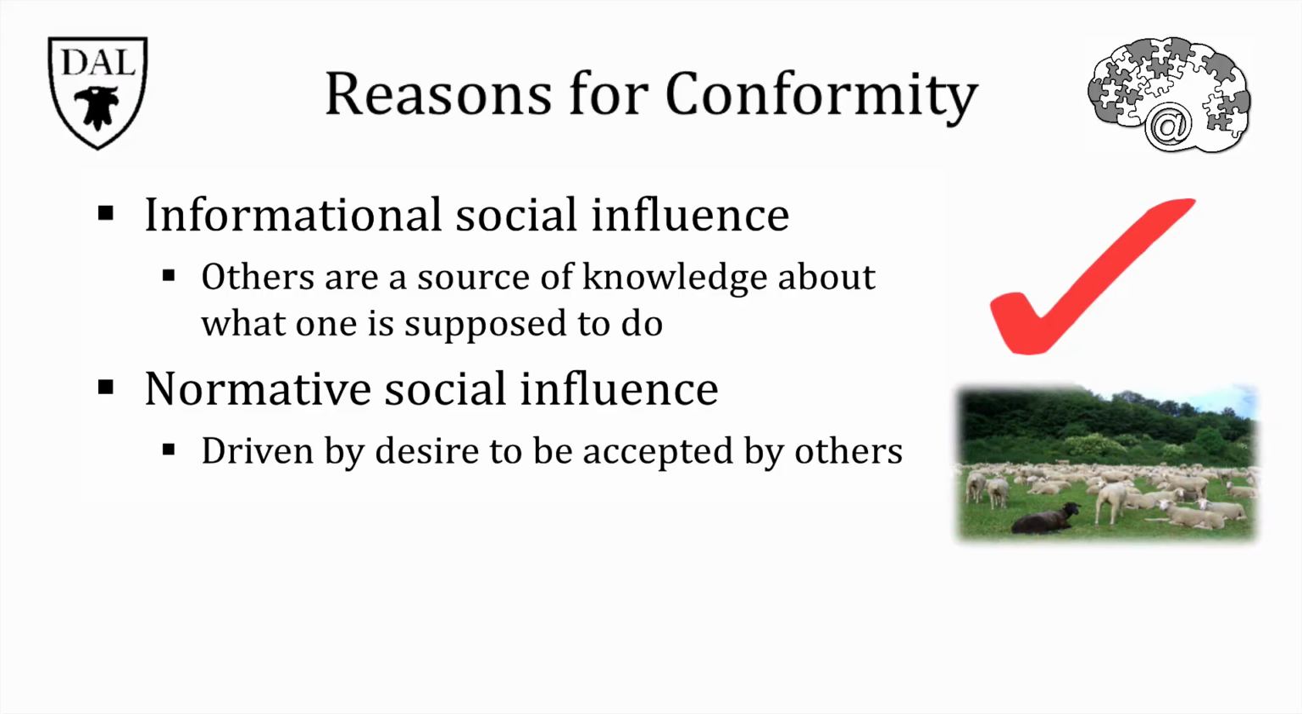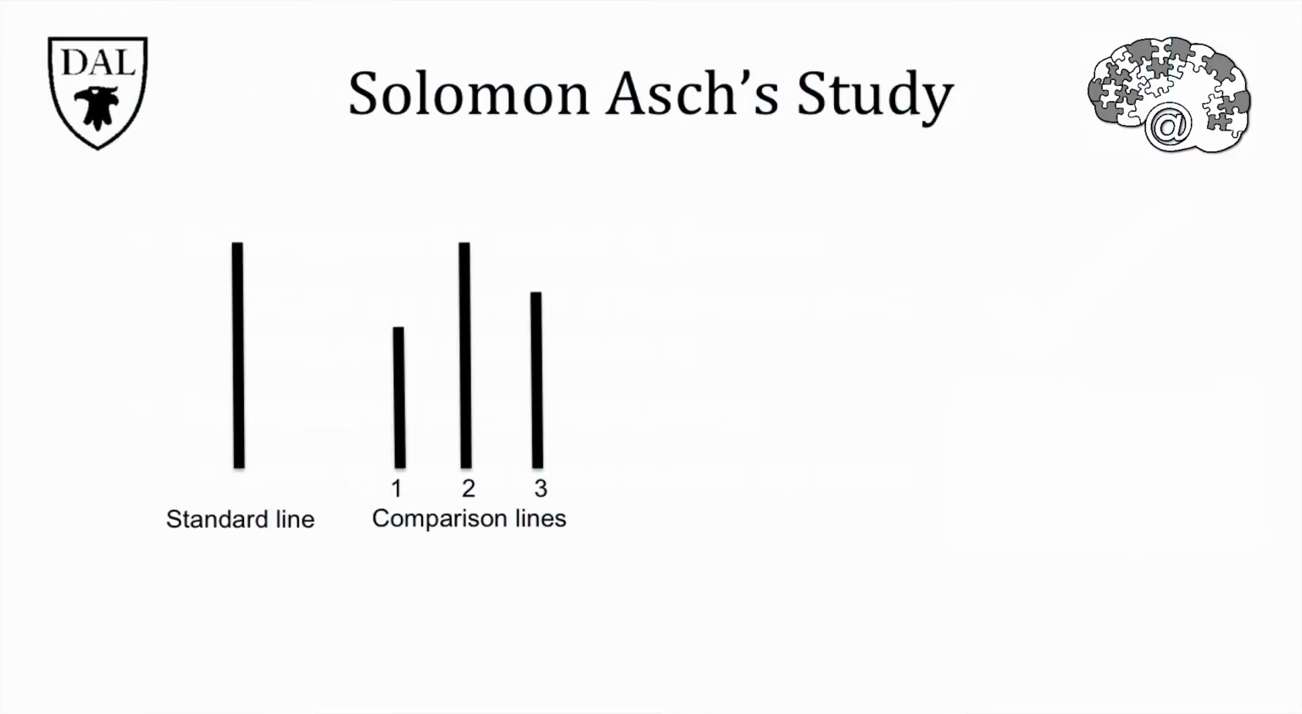by the performance. In the 1950s, Solomon Asch set out to investigate why people conform. He designed a simple yet clever experiment to test the power of group pressure. He told participants they'd be doing a perceptual task judging the length of lines, as shown here.